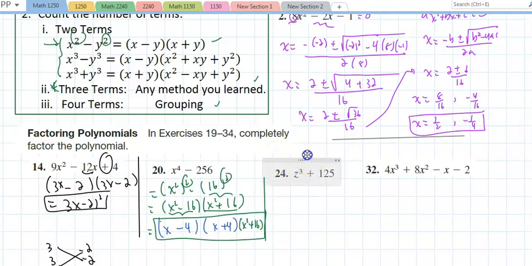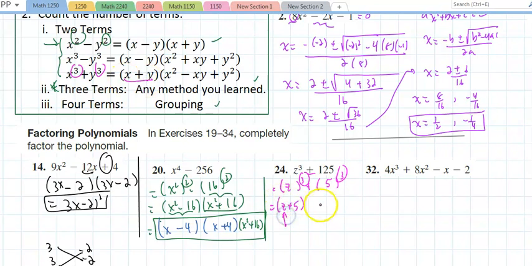And when I look at this problem, I notice there are 2 terms, so it has to fit those. But I notice it matches the sum of cubes, with a plus. So what do you raise to the 3rd power? You raise z to the 3rd power, you get z to the 3rd. You raise 5 to the 3rd power, you get 125. So you write it without those cubes, z plus 5. You square the first. You square the last. And you multiply those. The last is always positive, and this is always the opposite of that.